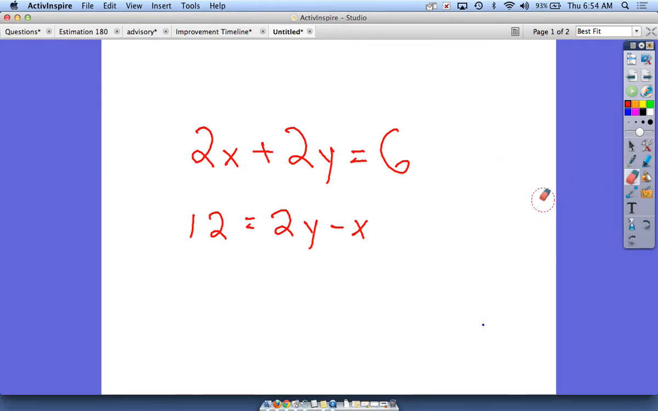For this next example of elimination, we're again going to stick with the same things we've been doing. We're trying to figure out what x and y are in both of these equations, and they should come out to be the same thing if there is a solution to it.